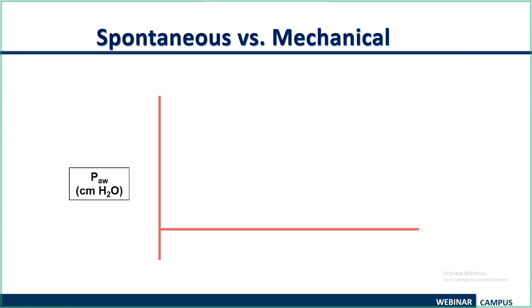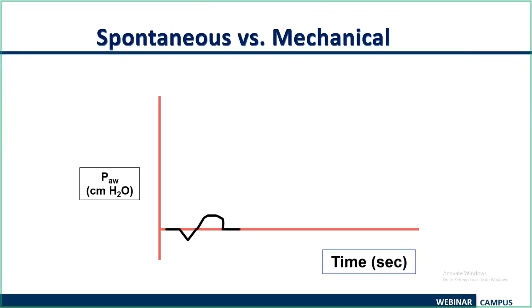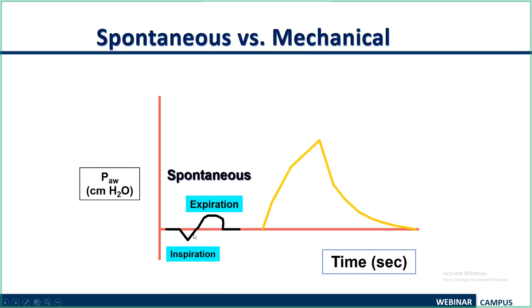Now again coming to spontaneous versus mechanical breaths. This is when the patient breathes. You can see there is an inspiration and an expiration. Here you can see the inspiration is always negative and the expiration is positive.